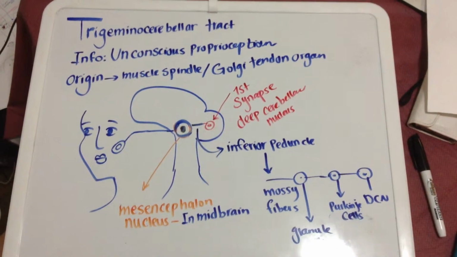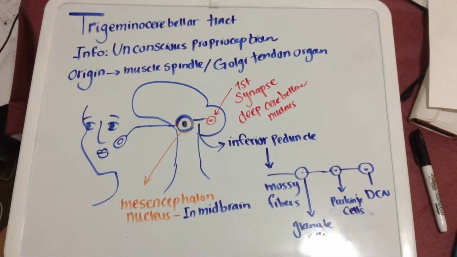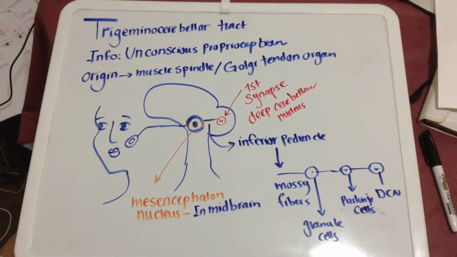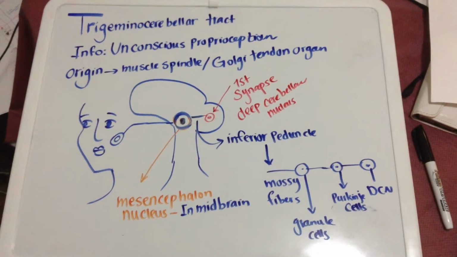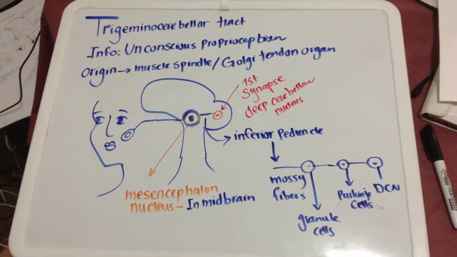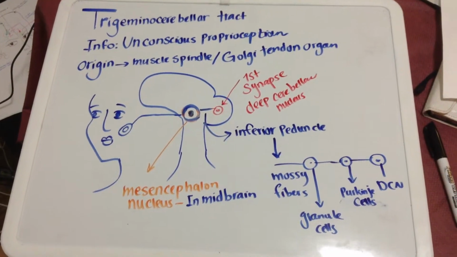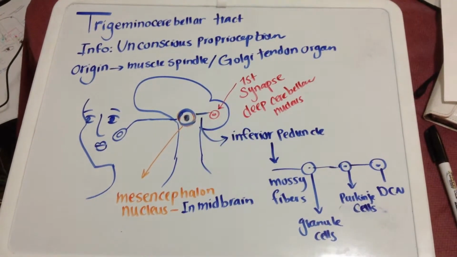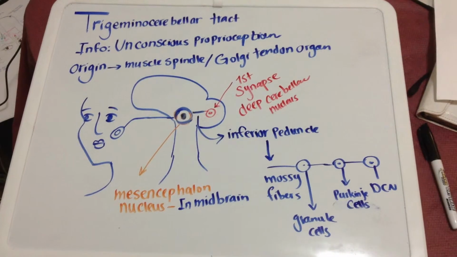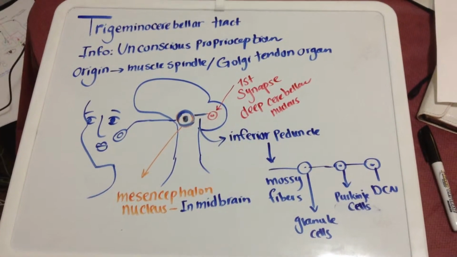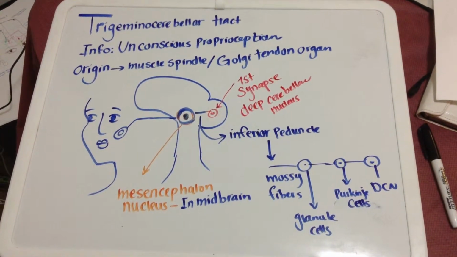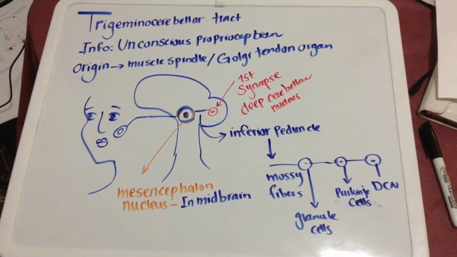The trigeminocerebellar tract takes information regarding unconscious proprioception from your muscle spindles and Golgi tendon organ. So that would be your organ, the muscle spindles and Golgi tendon organ. The information is sent up, and this time the information goes inside your brain into your mesencephalon nucleus.